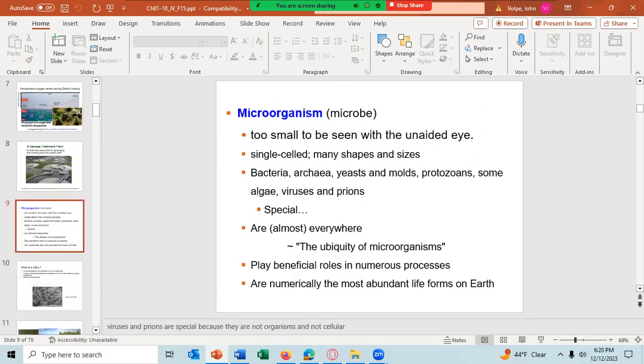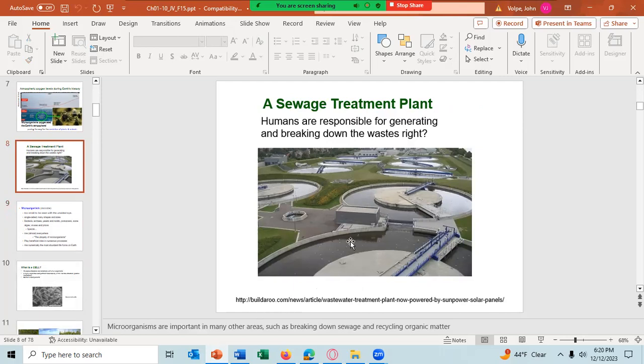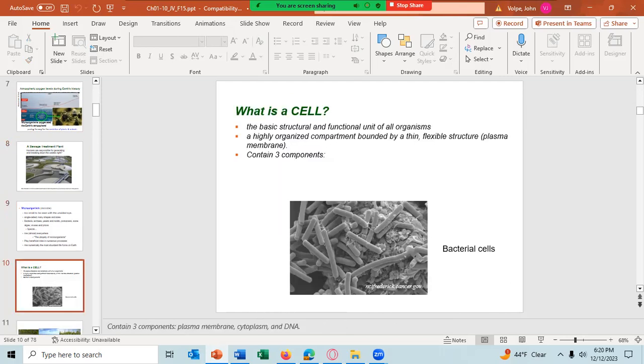You should know about the importance of microbes on the planet Earth and to people. Like, for example, we needed microbes to take care of the sewage in our sewage treatment plants.